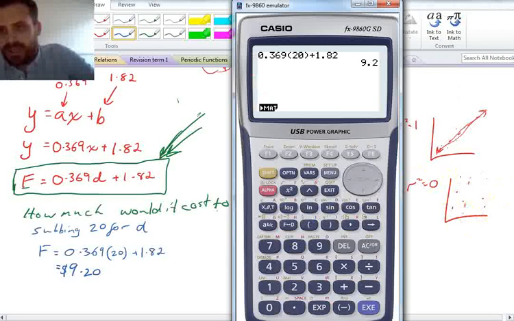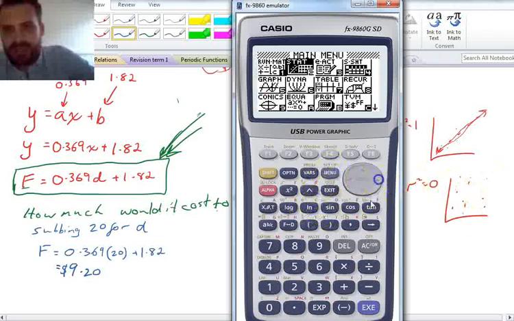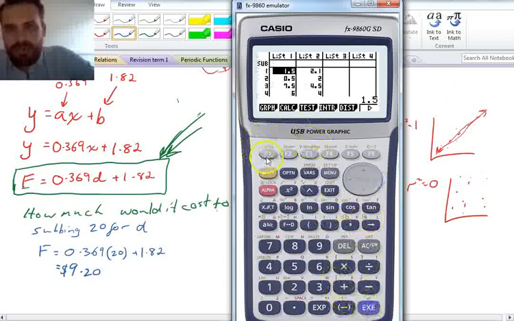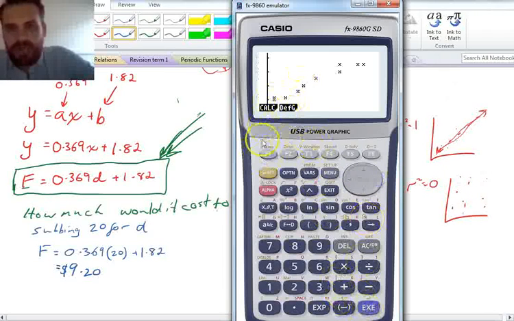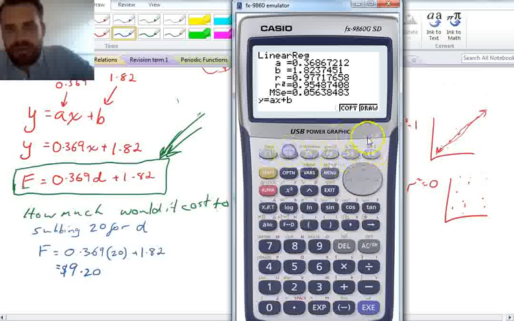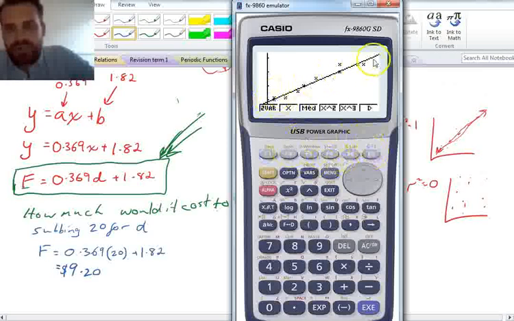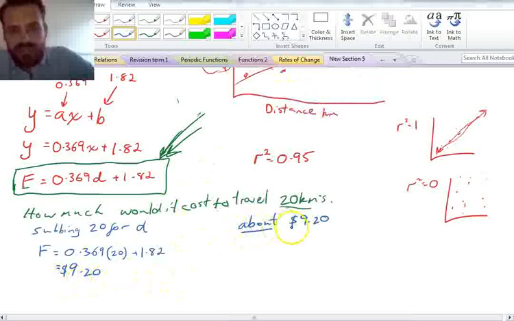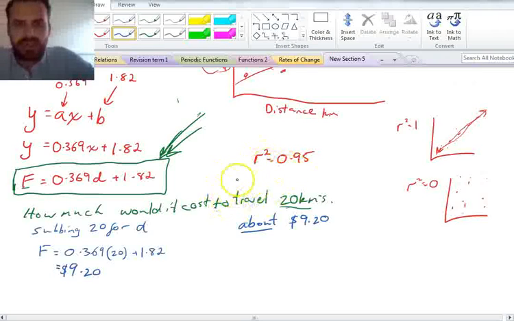Remember that when we sketched that, if I go back to my stat mode, remember that when we graphed that, what we ended up with was an approximate line of best fit. So we're guessing that it's going to cost about $9.20 if you travel 20 kilometres. It's not exact, but it's a really, really good estimate based upon some solid mathematics. Okay, so that's one thing that you can do with it. You can substitute all sorts of values in there.